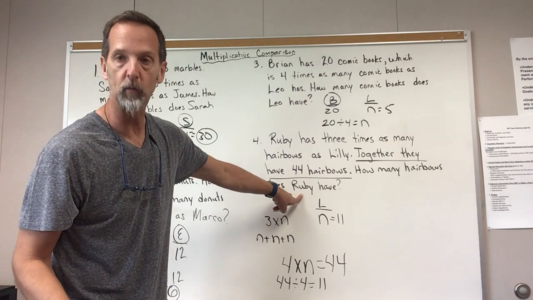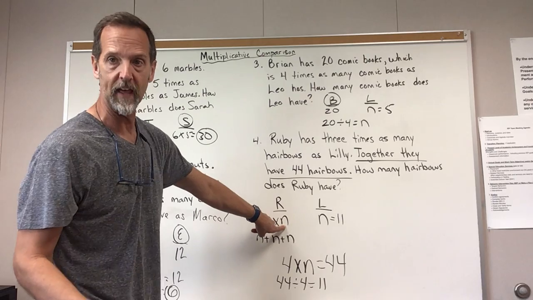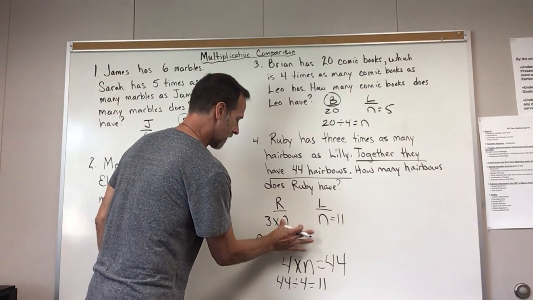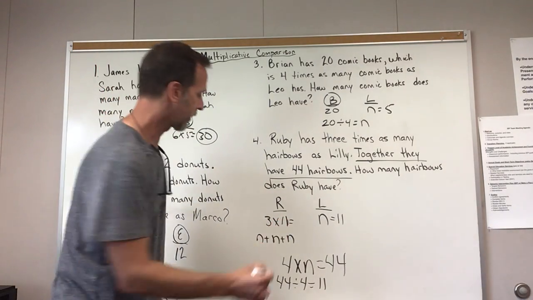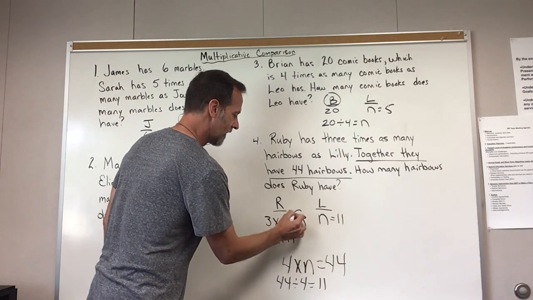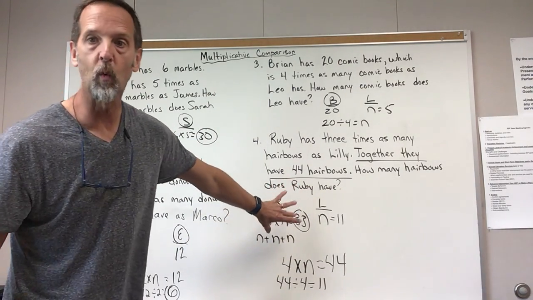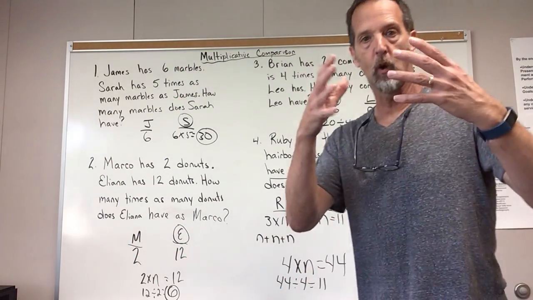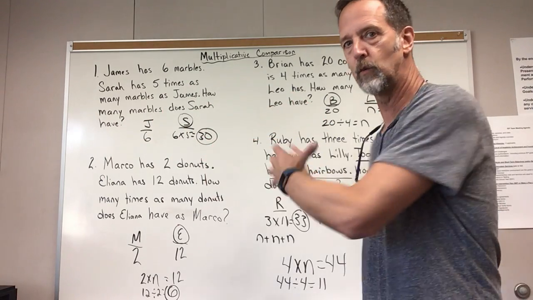The question asks about Ruby. Well, Ruby was 3 times N. Do we know what N is now? Yeah, now N is 11. 3 times 11 is 33. And that would be my answer. A lot more work in that one, right? You can use N to show one person and then 3 times N to show the comparison to that person.